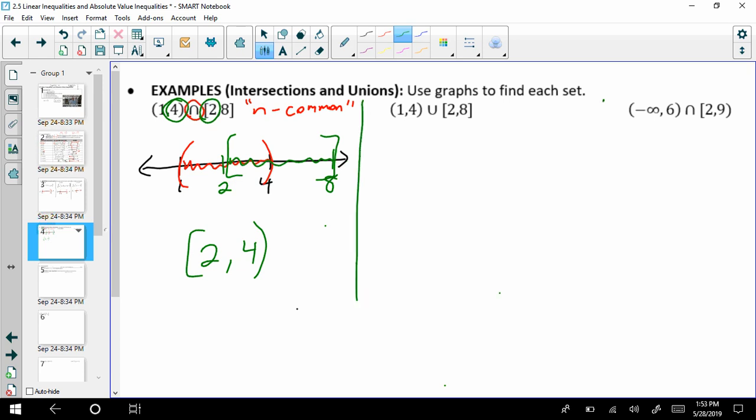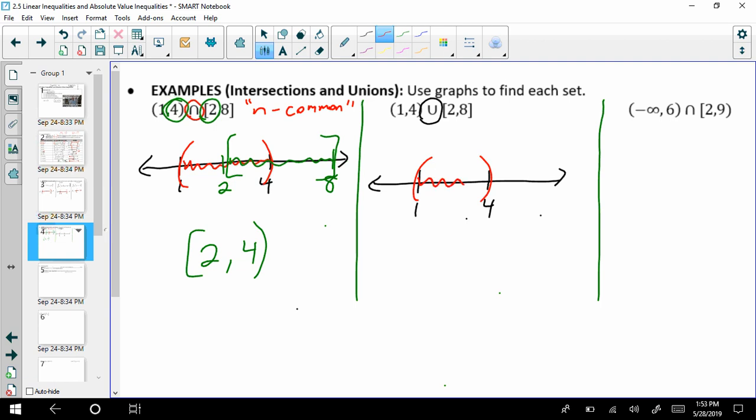Okay, let's try the next one. This one wants the union. So if I graph them again on a number line, just to show you what would happen. Now remember, the union symbol is like or in math. This or that. So think of a marriage, a union.